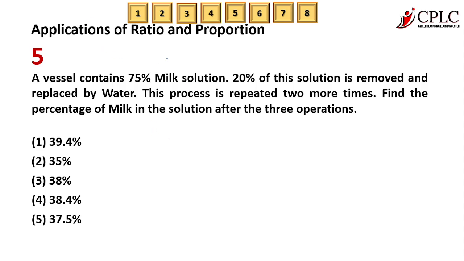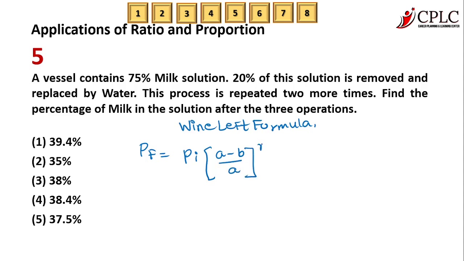So this particular idea is called the concept of wine left formula. There are two versions to it. Let's first try and understand this concept, and then we'll be able to solve this. One is PF is equal to PI into (A minus B upon A), the whole raised to N, or the other version is PF is equal to PI into F1 into F2 into F3 and so on so forth. So this is the formula.